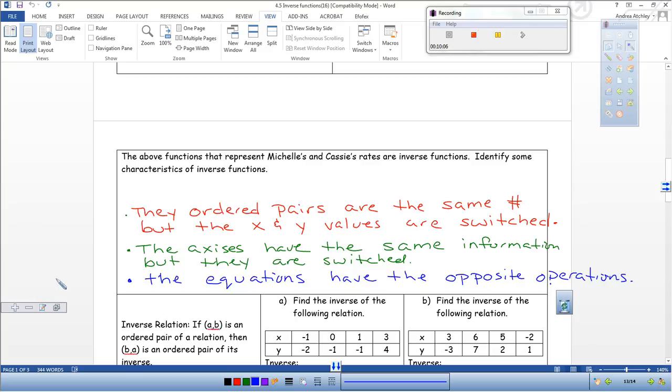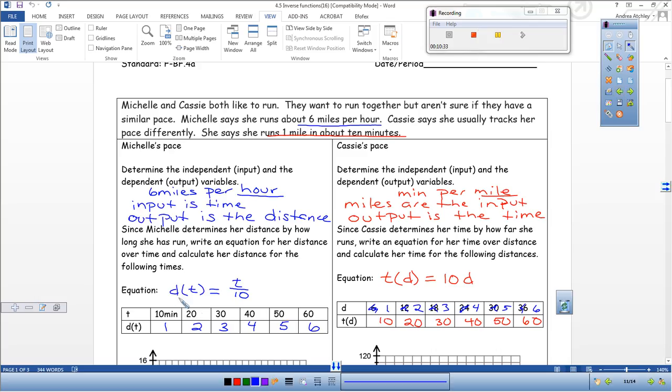Yeah, the distance over time and time over distance, yes. Which is kind of like the axes being switched. Okay, the X and Y are switched. Any others? We're good. Okay, so just like this is distance over time, then it was time over distance. This one's divided by 10. This is multiplied by 10. Okay.